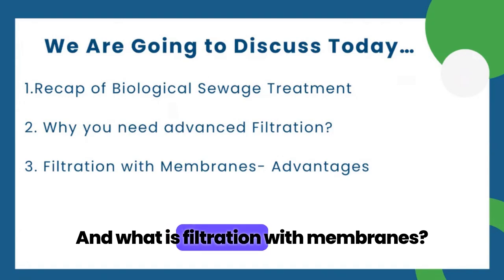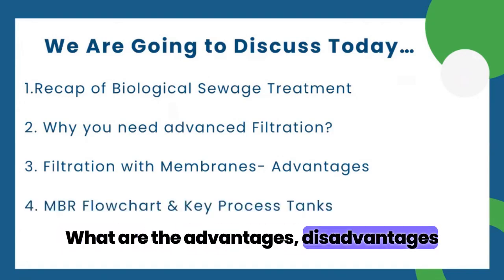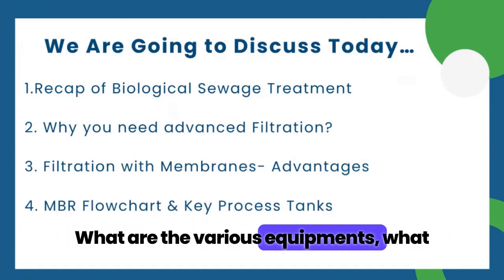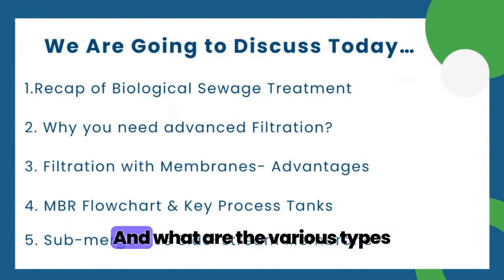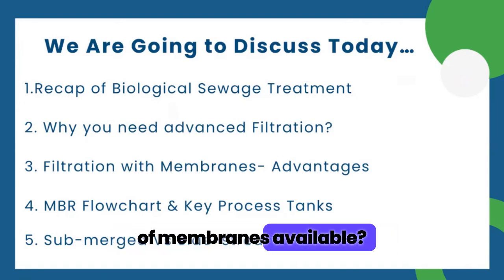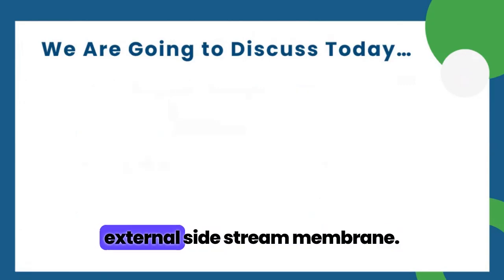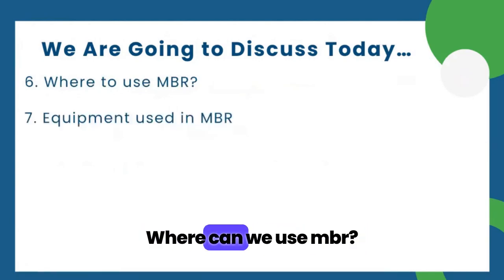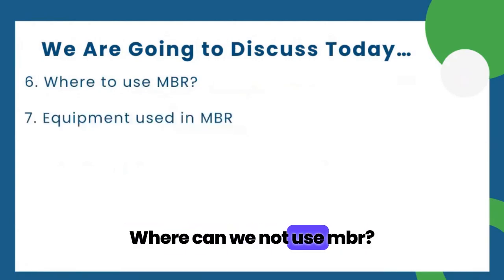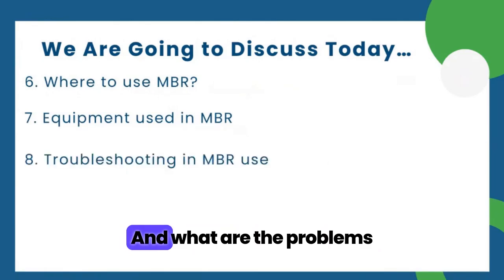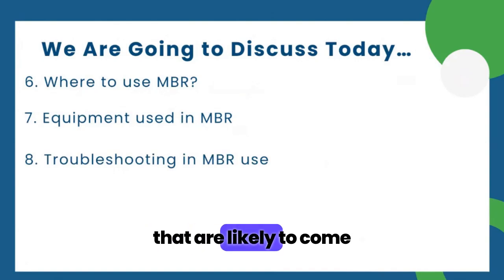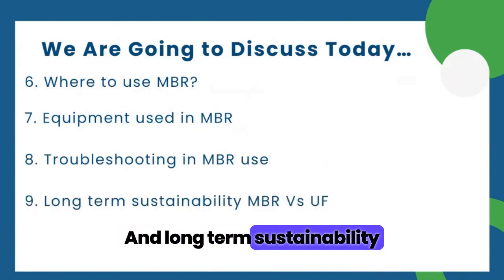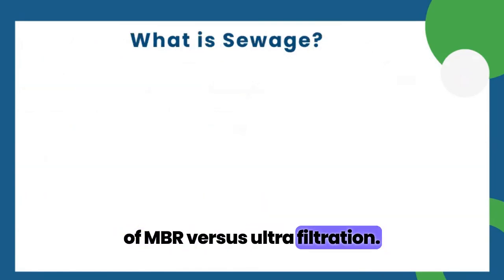And what is filtration with membranes? What are the advantages, disadvantages, and MBR flow chart, how it works, what are the various equipments, what are the process tanks required, and what are the various types of membranes available, submerged membrane versus external side stream membrane. And where is MBR ideal? Where can we use MBR? Where can we not use MBR? And what are the problems that are likely to come in MBR while you're using it? And long-term sustainability of MBR versus ultrafiltration.